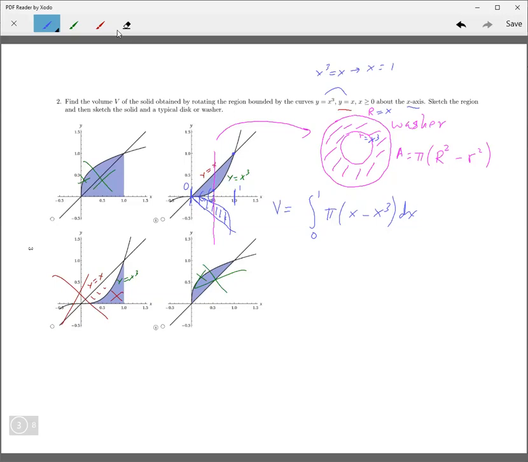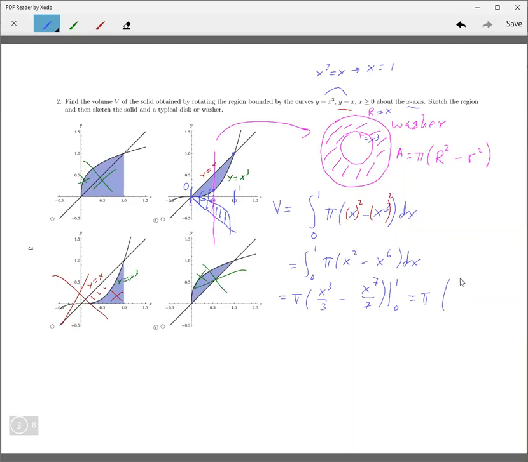Except I made a mistake here. They're supposed to be squared, so we'll go ahead and square those. So pi times x squared minus x to the 6th. Now integrate: x cubed over 3 minus x to the 7th over 7, integrated from 0 to 1.